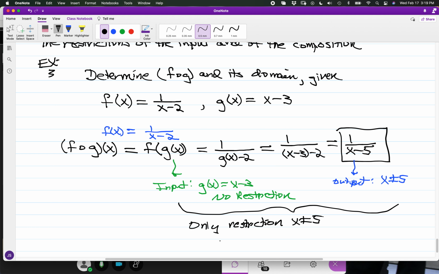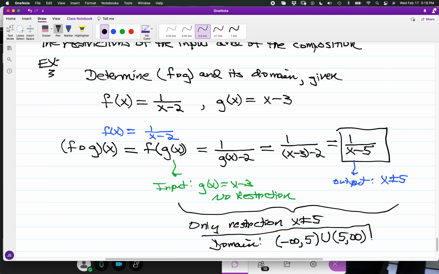So for the domain of this composition, you're looking at all real numbers except for 5. In interval notation, we have those values of x less than 5 as the first portion, and then the other subinterval, those values of x which are greater than 5. And that is the result we have for the domain of f composed with g of x.